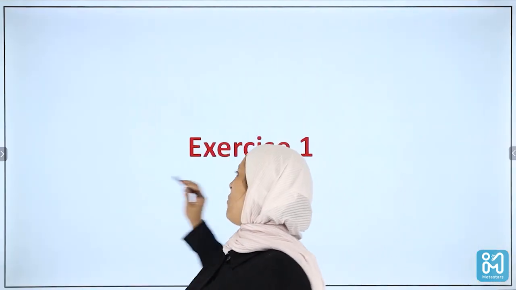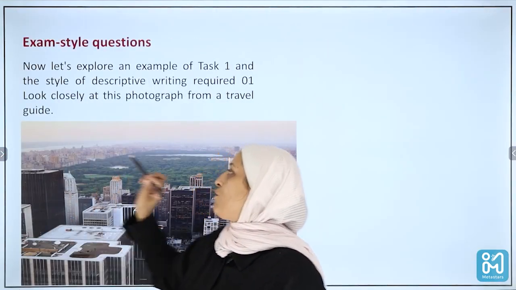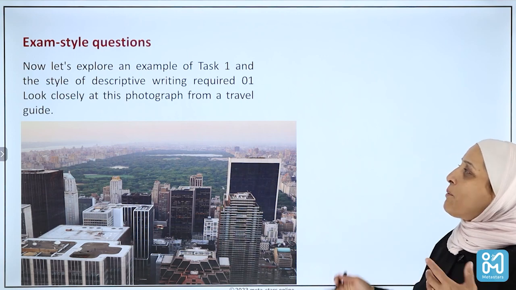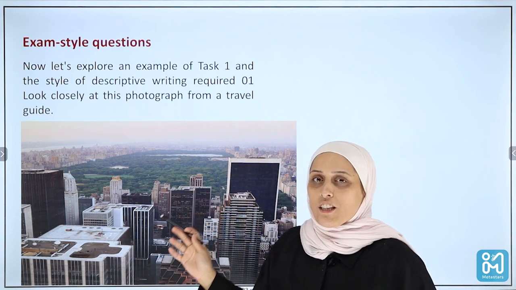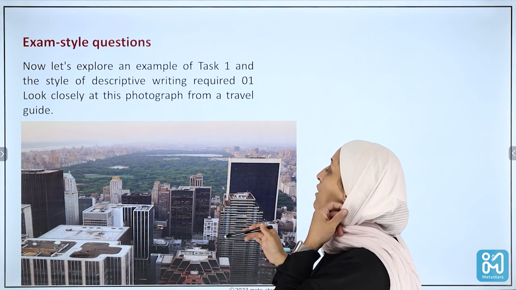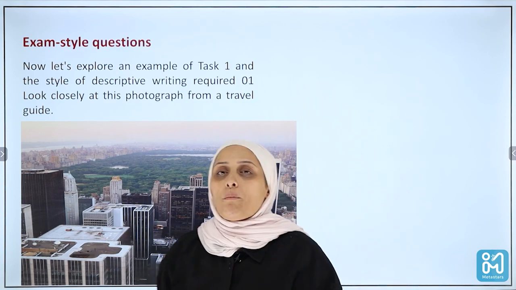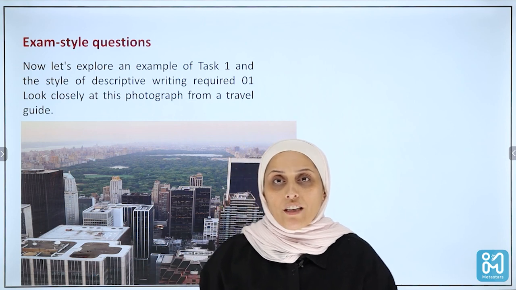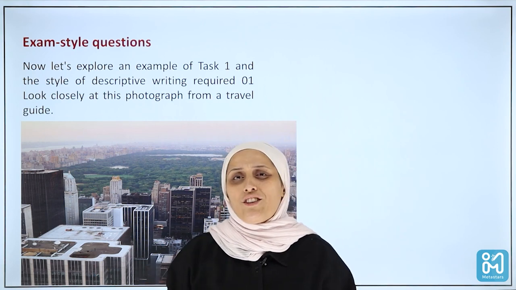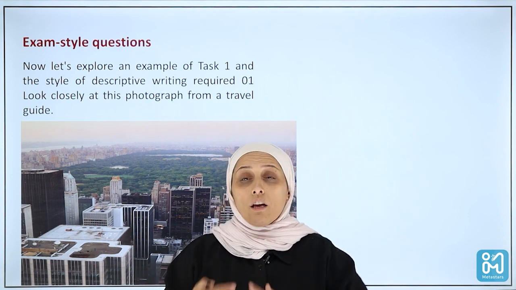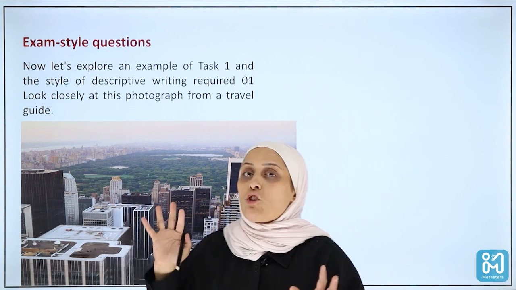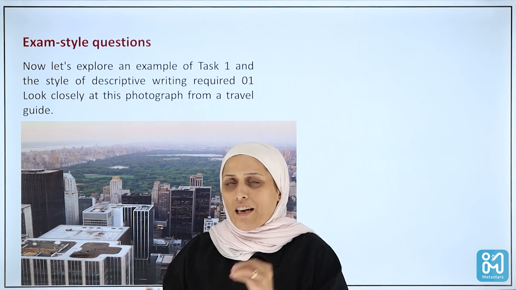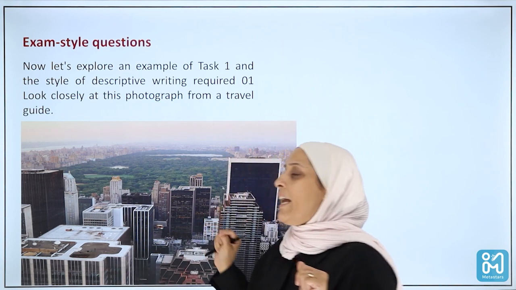In exercise 1, we are talking about the photo card. Let's explore an example of task 1 and the style of descriptive writing, because when they ask you to write or to describe the photo, it means that you have to follow the descriptive writing. You must use a lot of adjectives, you must visualize the photo and try to be more detailed and more descriptive in your paragraph.